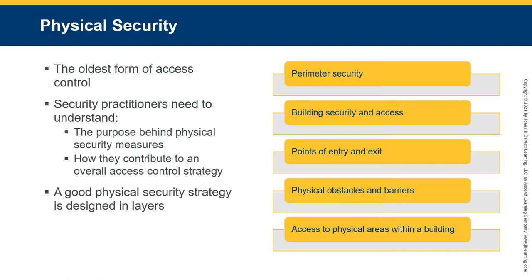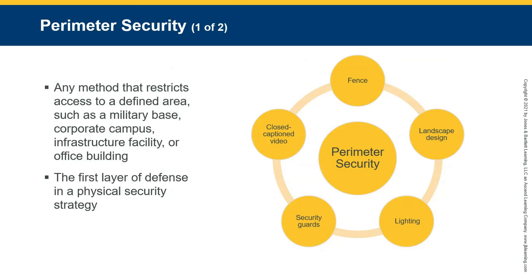A good physical security strategy is designed in layers: perimeter security, building security and access, points of entry and exit, physical obstacles and barriers, and access to physical areas within the building. Perimeter security is any method that restricts access to defined areas such as a military base, corporate campuses, infrastructure facilities, or office buildings. The first layer of defense is physical security: fences, landscaping design, lighting, security guards, closed-circuit video.